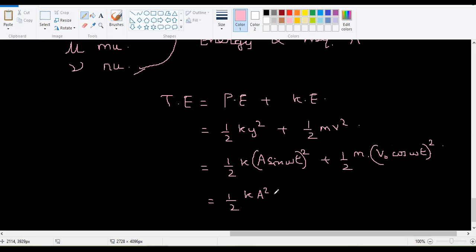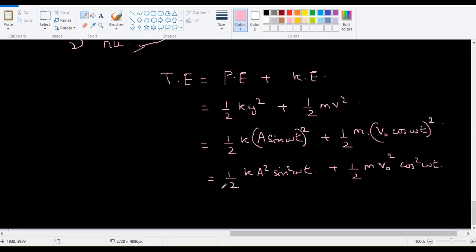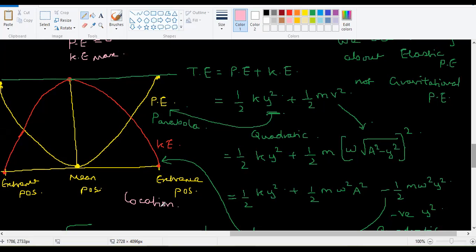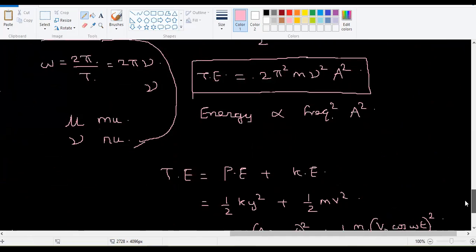Half k A squared sine squared omega t, plus half m v naught squared cos squared omega t. Okay, what does this mean? You see, the potential energy depends upon a sine squared curve. Kinetic energy depends upon a cos squared curve. So what does that even mean? It means that if you draw, you see, this is with respect to time. What I was showing earlier was with respect to y displacement, that is, location. Same thing I can convert in terms of time.